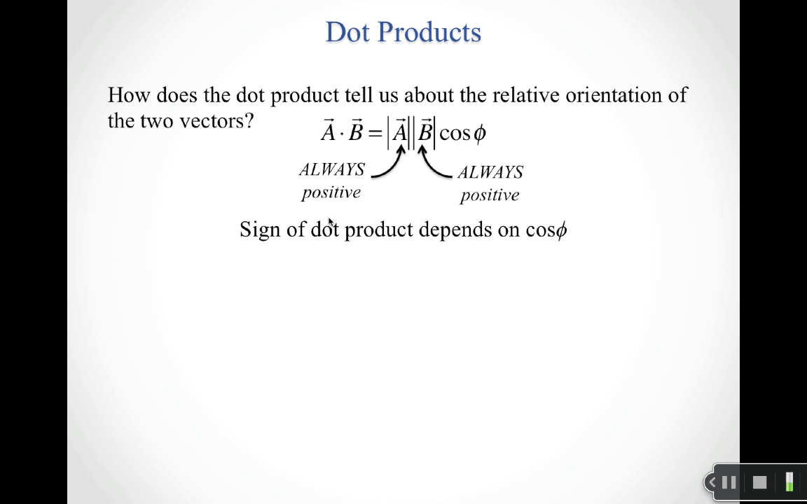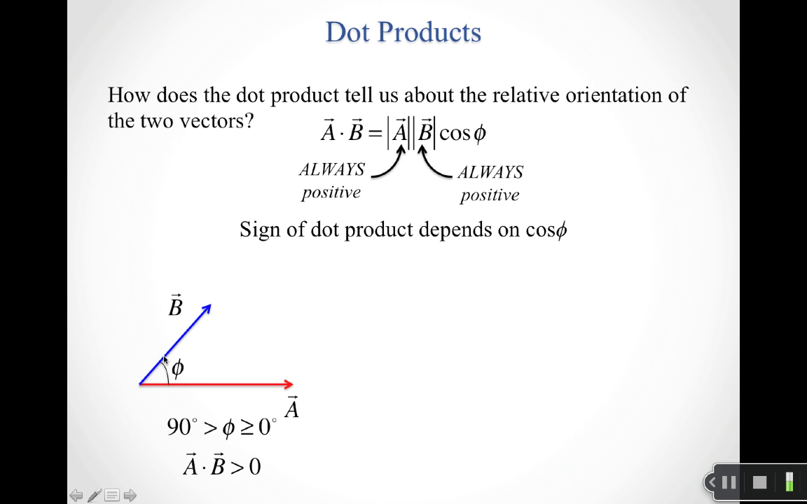Well, if we think about our geometric interpretation of the dot product, the magnitude of A, that's always positive. The magnitude of B, that's always positive. So the sign of the dot product, and again, as a scalar, this can be positive, it can be negative, it can be zero. But whether it's positive, negative, or zero is really all about what's going on with this cosine term. And that means that it very much depends on what the angle phi is.